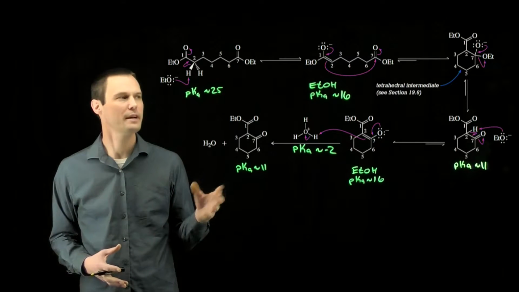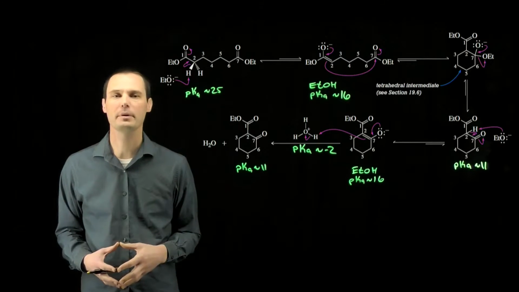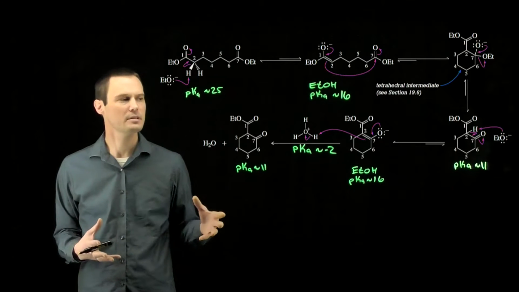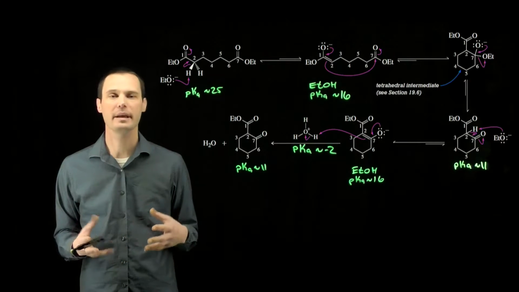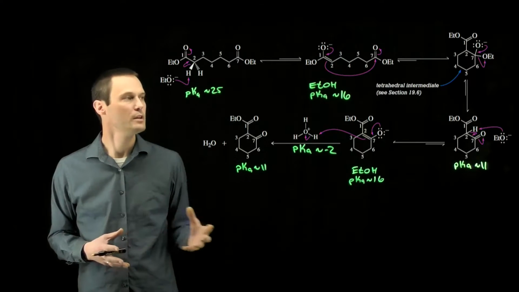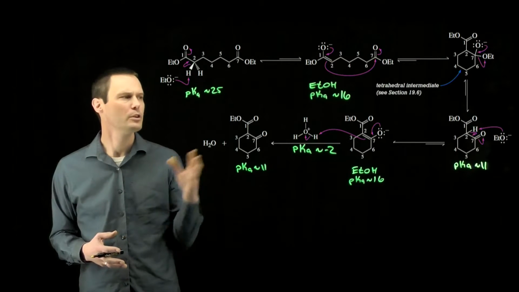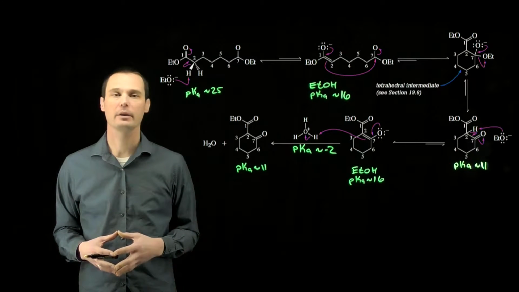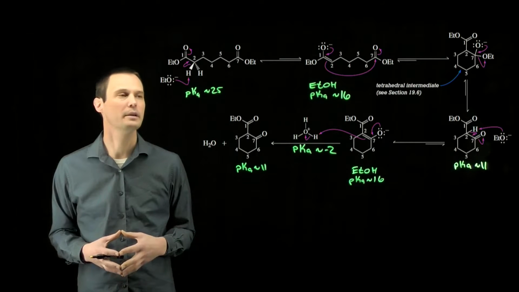This assessment asks us to justify the position of the equilibrium for each step in the Dieckmann reaction. Some of these steps can be justified based on pKa's, acid-base reactions. Some of them can be justified based on delta G. So I've gone ahead and written in the pKa values for the appropriate molecules in this mechanism.